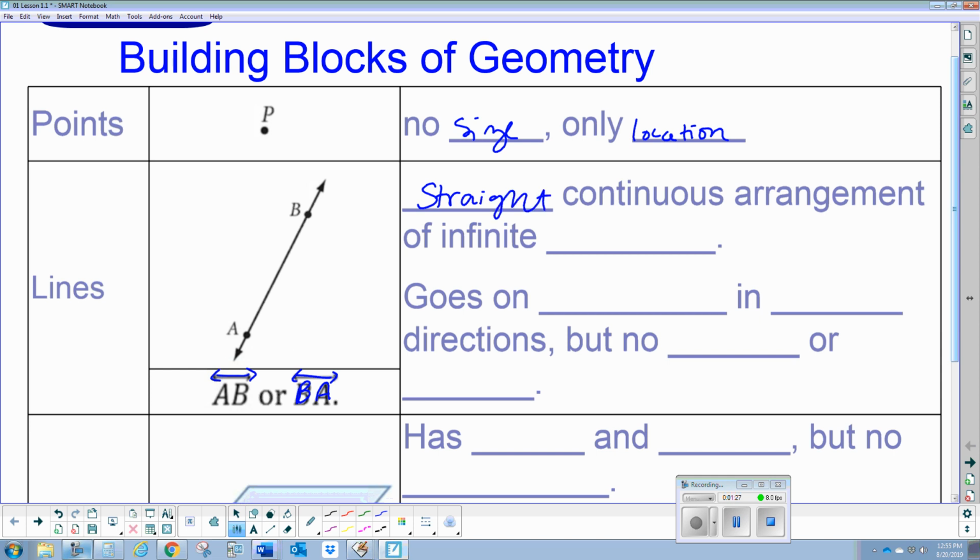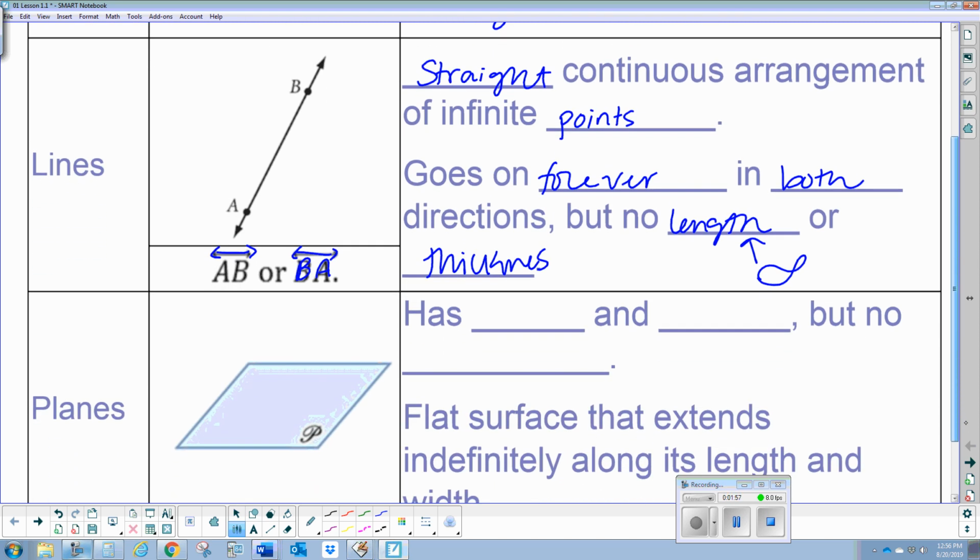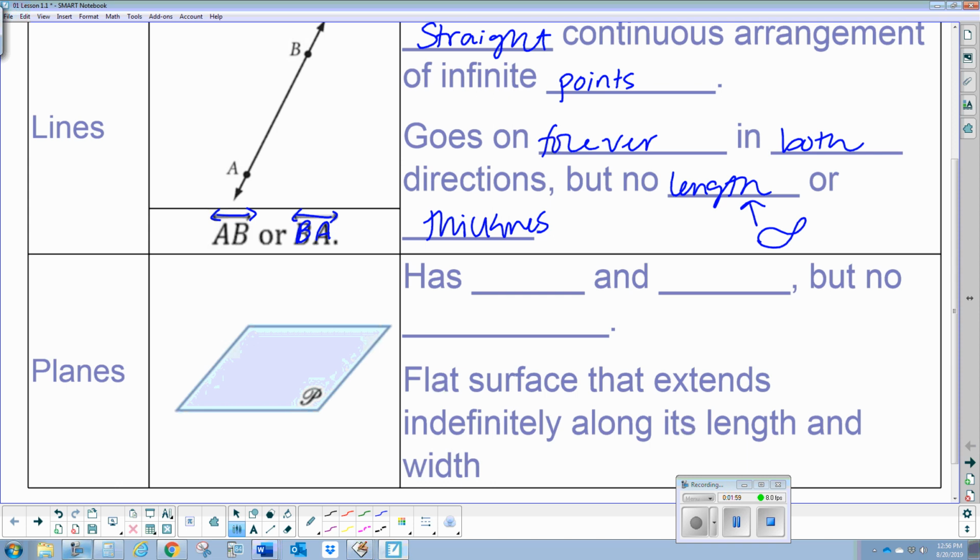So lines are straight. They're a continuous arrangement of infinitely many points, and it goes on forever in both directions. But there is no length or thickness. The length is infinite. It goes on forever. So you can't say that a line is 3 centimeters long. There's no way to measure the length because it goes on forever.